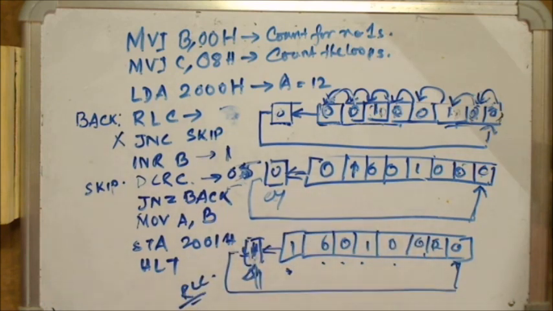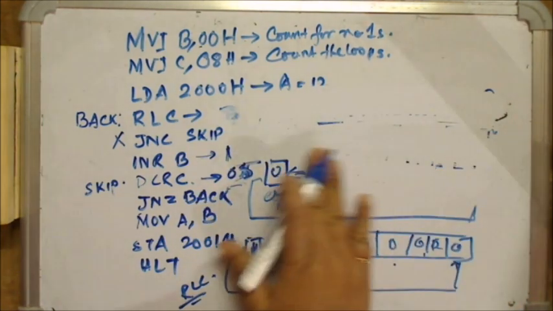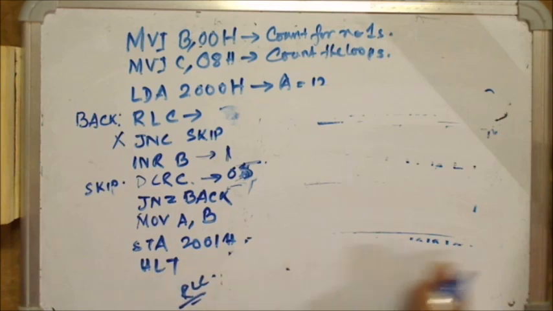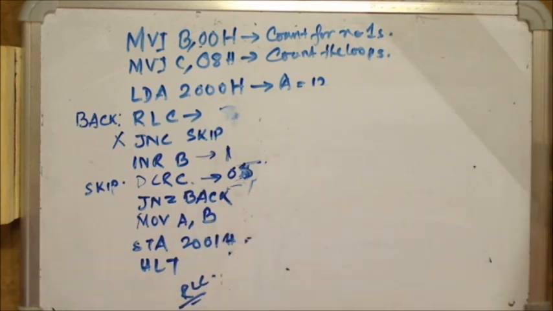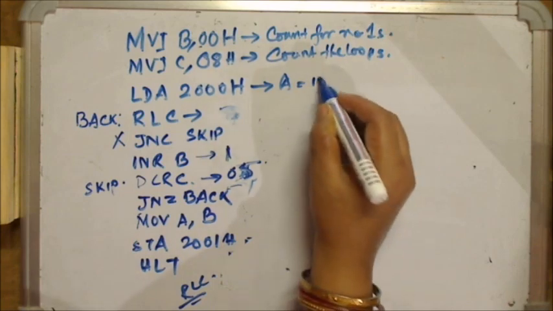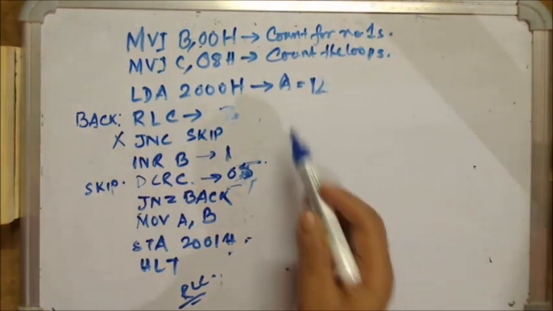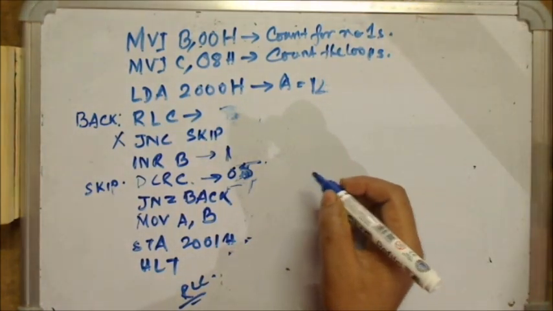In this way it will count the number of ones. Okay, so this is the logic. Very simple program. Okay, when you do it in the simulator, you can check the content of the accumulator, how it is changing after you write RLC. Every time you check the status of this accumulator. Okay, so this was a very simple program.